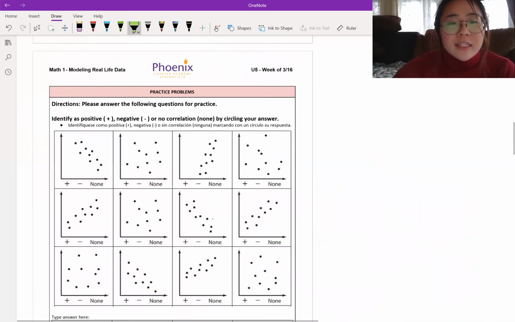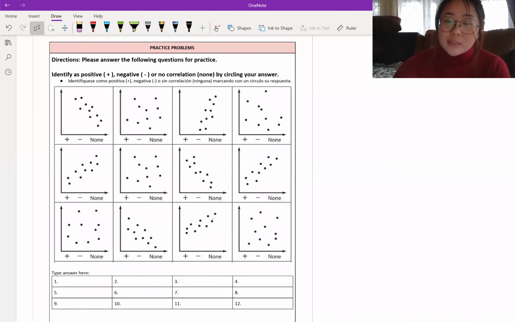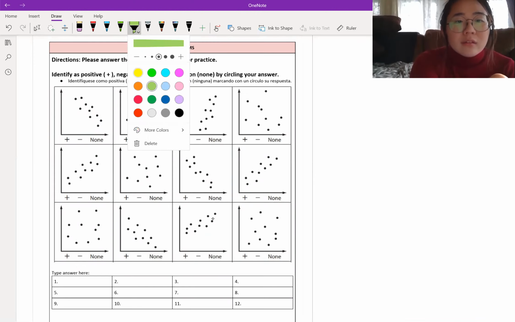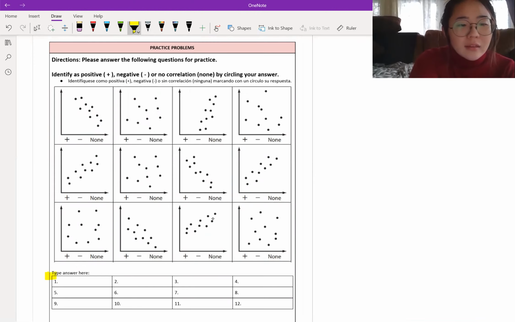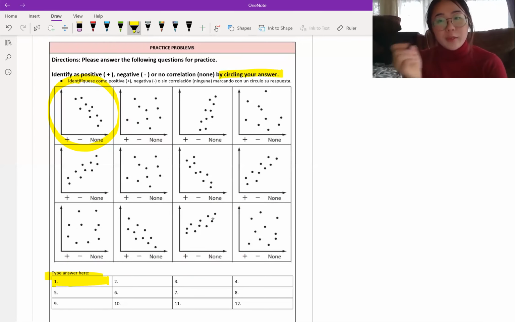So let's move on to the next page. We're done with our mini lessons. We're going to do our practice problems. I did revise this packet so that if you're doing this online, you would write your answer down right here. But if you have the paper version, you could literally just circle your answer. So let's try this first problem. I'll walk through it with you.